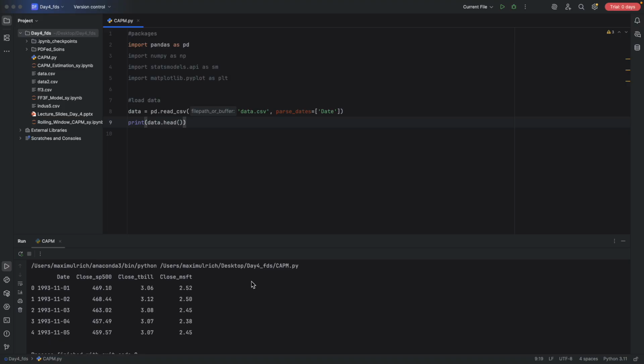Yeah? And something stationary looks different. If this is the price, and let's say we are computing the return of Microsoft, so this would be the return of Microsoft. And if this also again is 1993, and let's say this here is 0, now the return would still look something like this here.